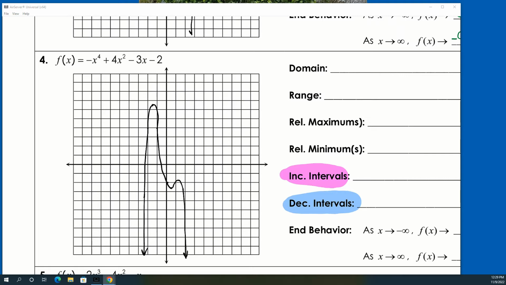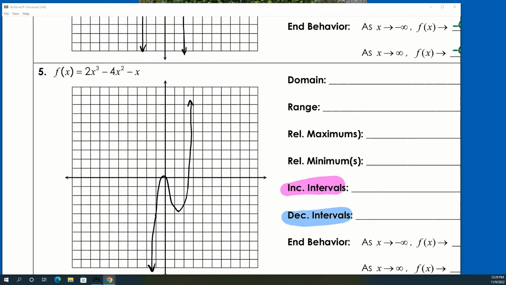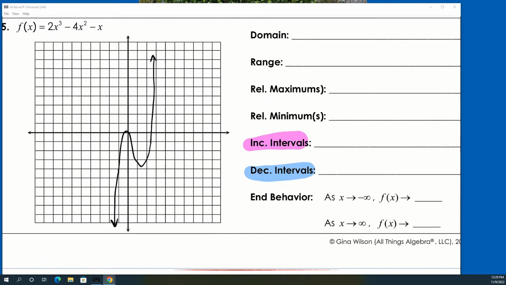Okay, so on number 4, the left side and the right side are both pointing down. So that means these are both negative infinities. And then for number 5, the left side is pointing down, so it's negative infinity here. The right side is pointing up, so it's positive infinity here.